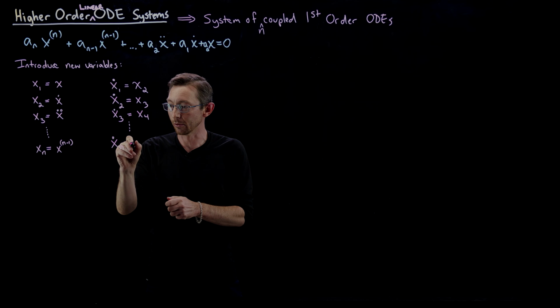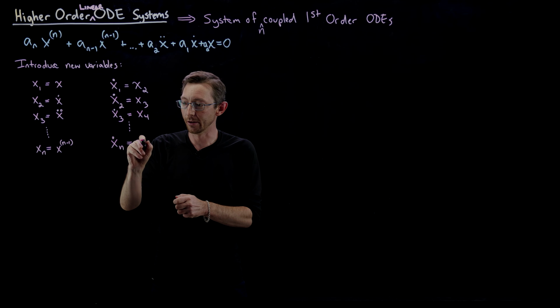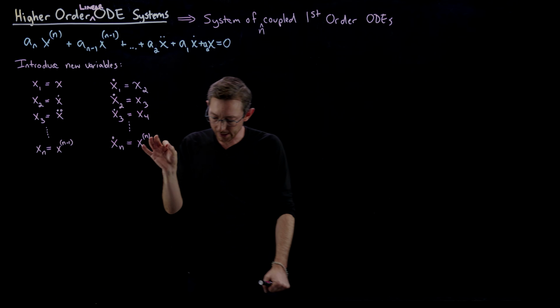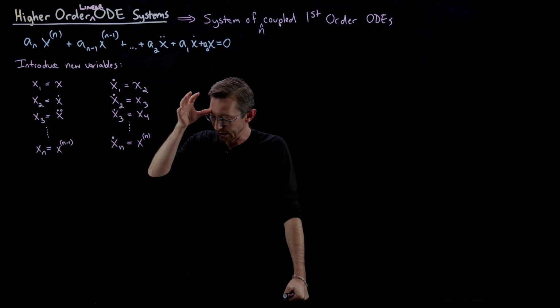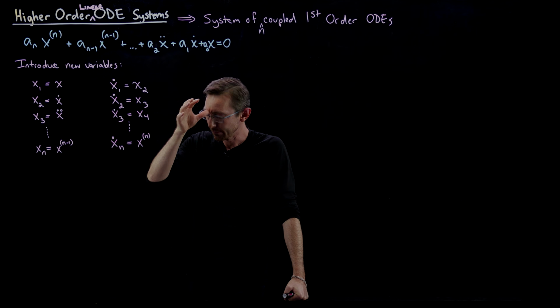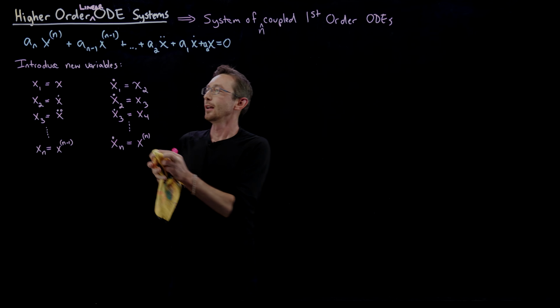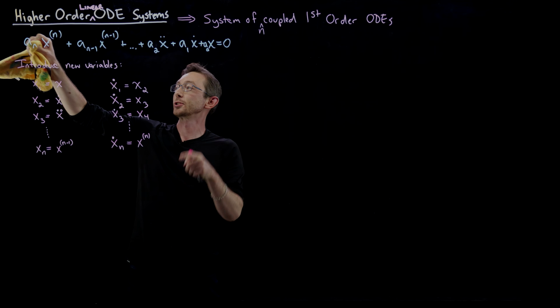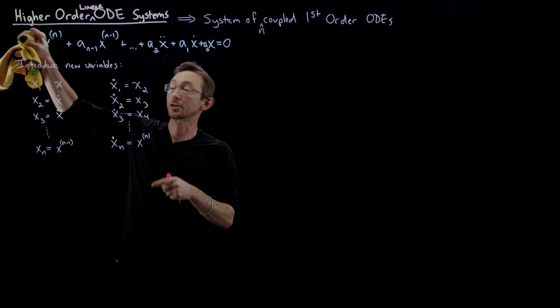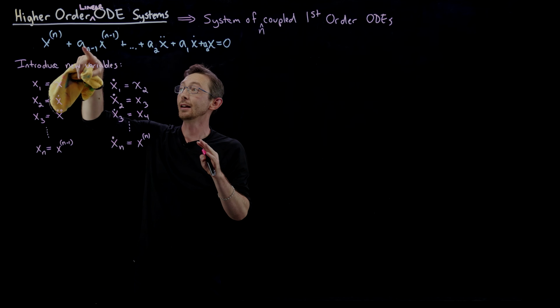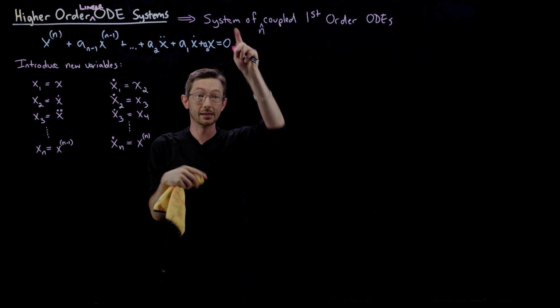This equals the nth derivative of x, which is specifically, can I just make my life easier for one moment? Please bear with me. I'm going to divide all of these coefficients by an. That's totally fine because I can divide all of my coefficients by an, and these are just new coefficients, and it still equals 0.